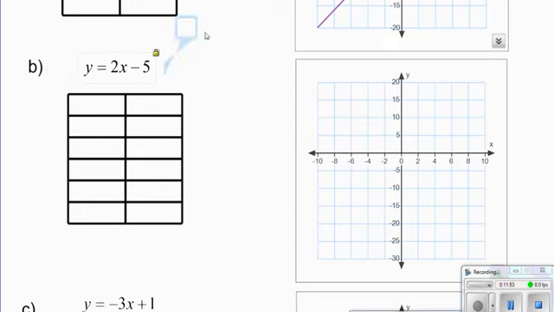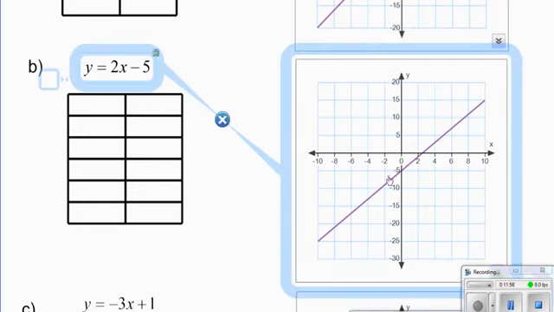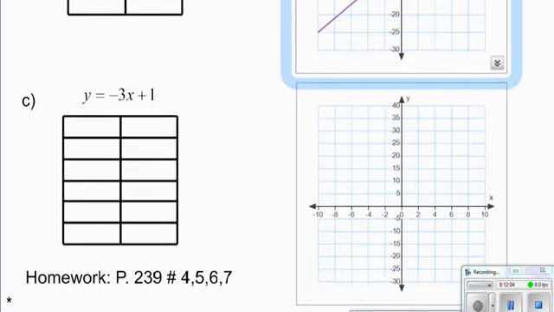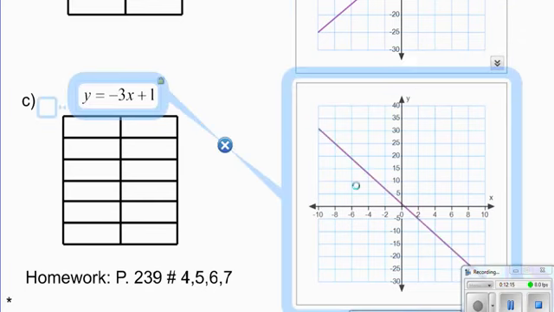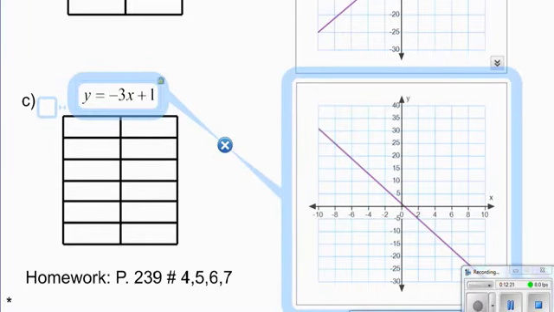Okay, so for B, your second graph, y equals 2x minus 5, should look something like that. Your constant is -5, so it's going through -5, and it's increasing because the multiplier is positive. Looking at C, our constant is +1, so we should be going through +1, and -3 is a negative multiplier, so it should be a decreasing pattern. So it should look something like that, okay? Just so you have an idea of what it should look like. But I will be checking that you have your tables filled in as well as your graphs done for tomorrow.